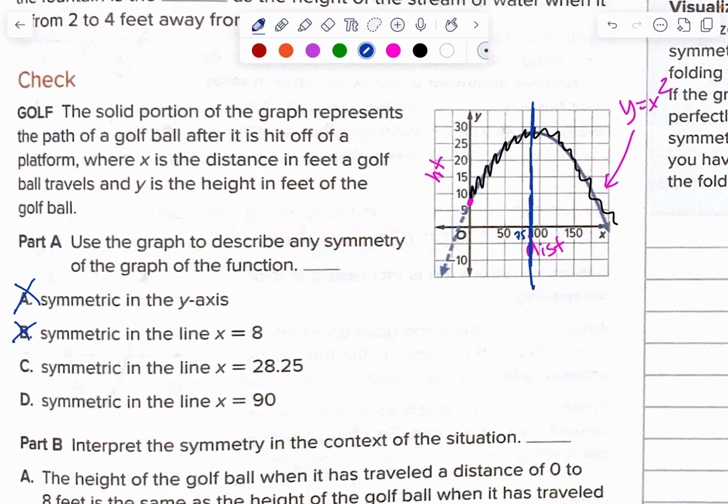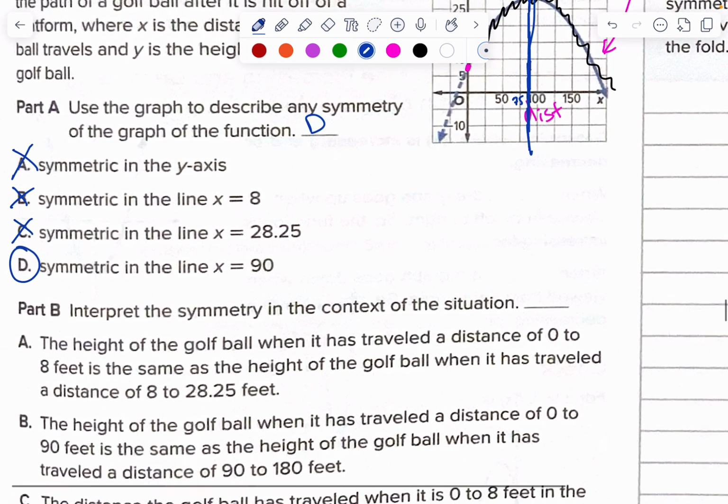Symmetric in the line 28.25. That would be like here. Nope, that's not going to be it either. And symmetric in the line x equals 90. I think that's going to be the one, D. Okay, that's about where that line is at, a little before 100, okay?